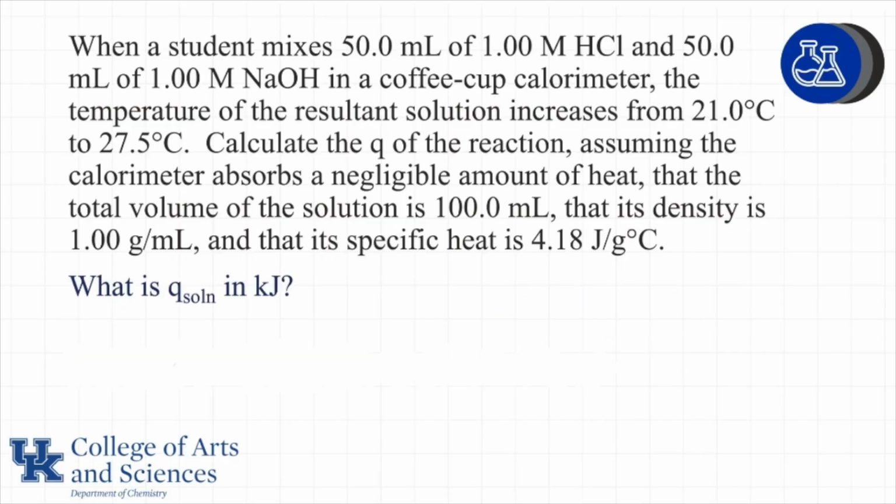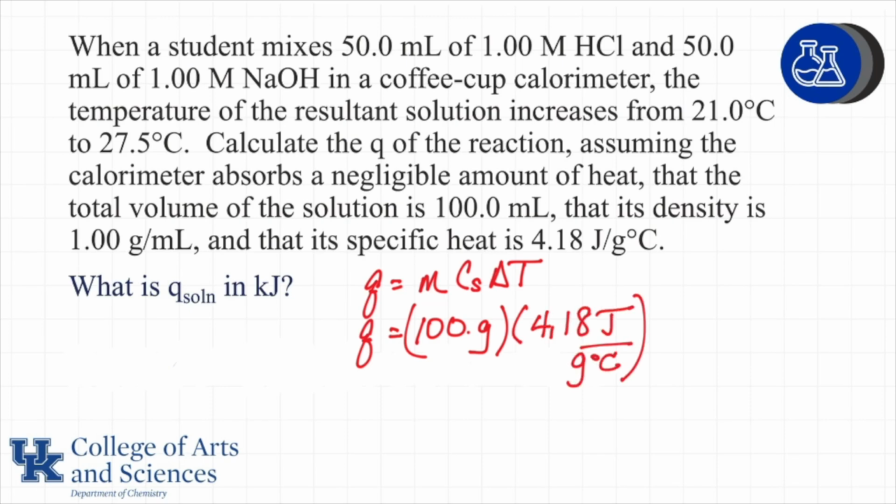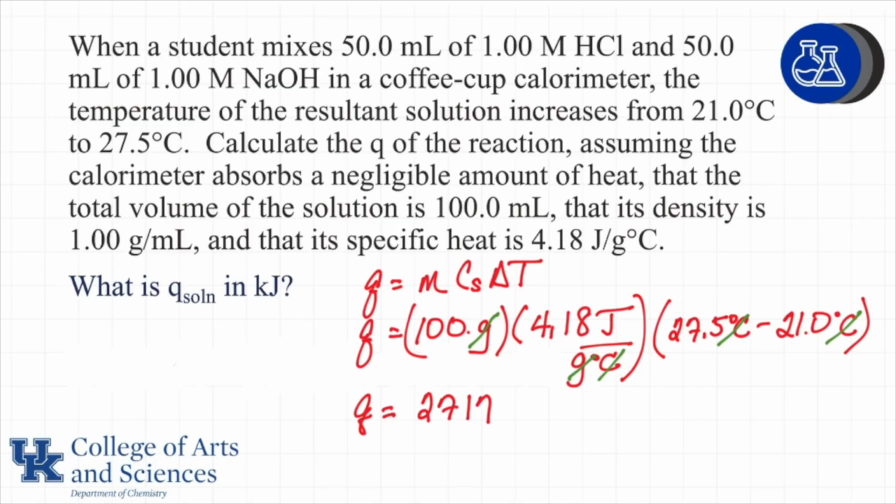We're looking at the same problem, but now we want to calculate Q of solution in kilojoules. Q equals MCS delta T. We know that we have 100 grams of water because we had 100 milliliters. The density is 1 gram per milliliter. So we have 100 grams of solution. We use our specific heat, 4.18 joules per gram degree Celsius. And we know the final and initial temperature, so we can calculate delta T. Grams cancel, Celsius cancels, and we're left with units of joules. Q equals 2,717 joules. So Q equals 2.72 kilojoules.